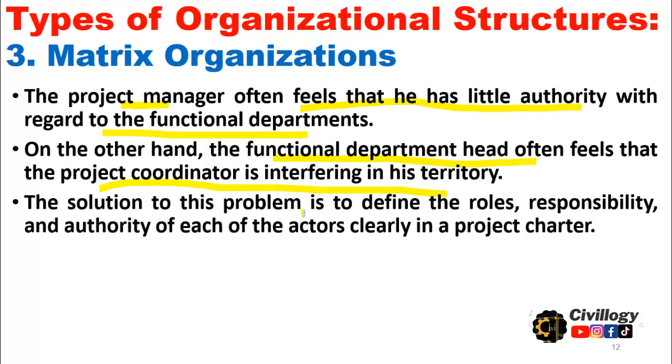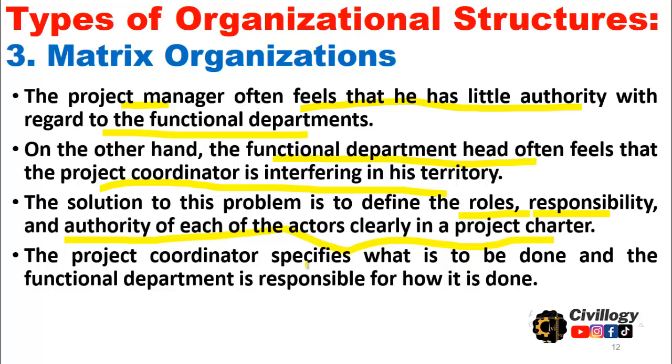The solution to this problem is to define the roles, responsibilities and authority of each of the actors clearly in a project charter. The project coordinator specifies what is to be done, and the functional department is responsible for how it is to be done. Now this is very important in matrix organization, that roles and responsibilities have to be defined in the project charter, and the project coordinator specifies what is to be done and the functional department is responsible for how it is to be done. So that's all for today.